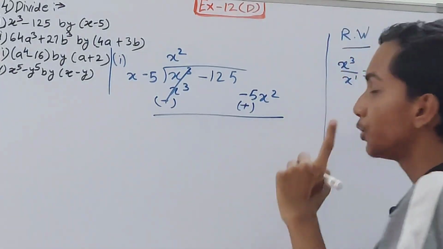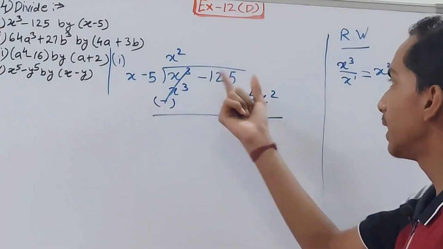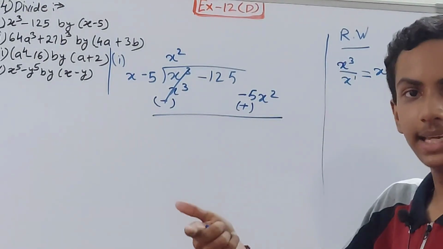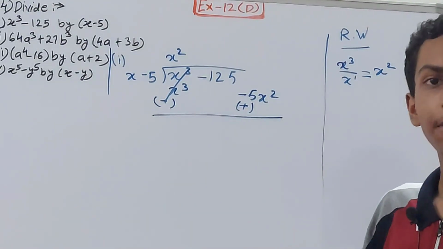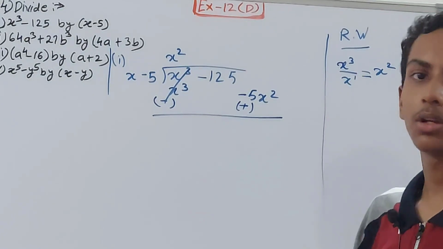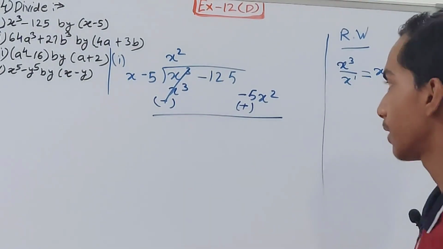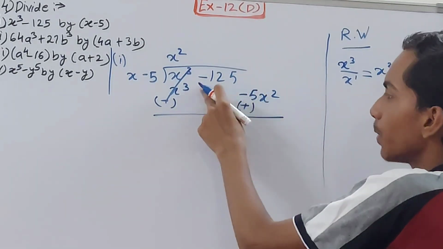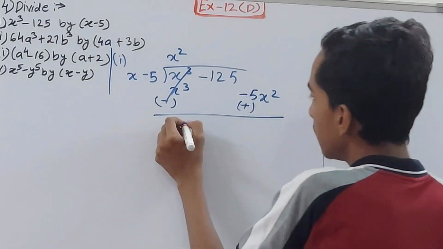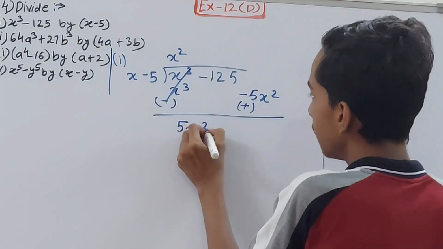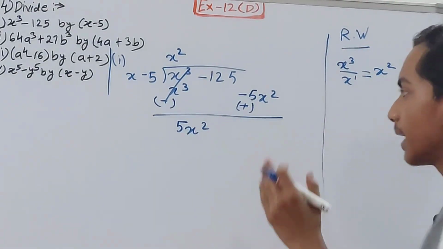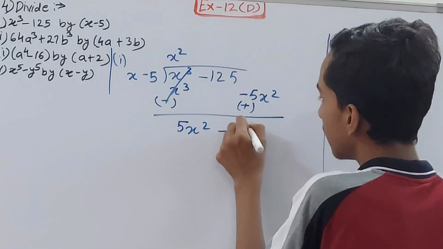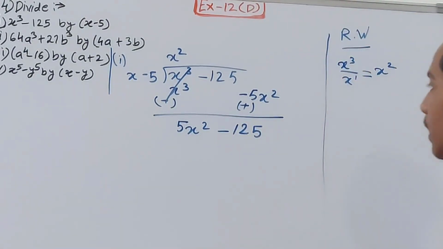Now, as I said, you should always arrange the terms in decreasing order of the degree of x. If your variable is x, then in decreasing order of x. If any other variable, like a, then in decreasing order of that particular variable. So x cube was here. Now you have plus 5x square and minus 125. Here the degree is not a problem, but it will come in the next question, so you will see it. Also bring down the other term, that is minus 125.